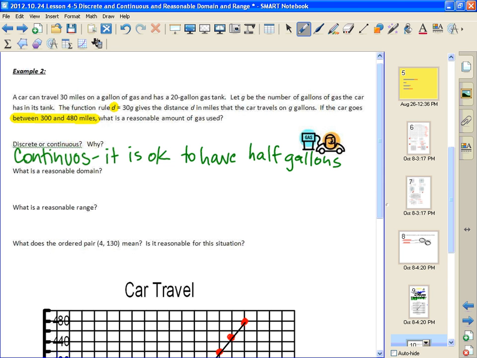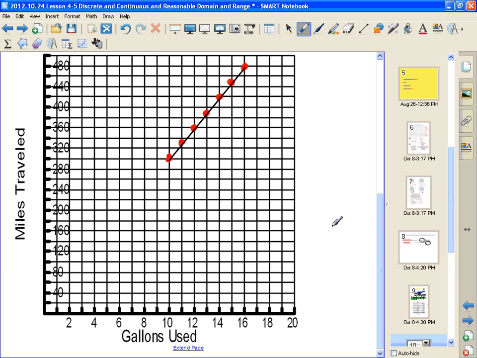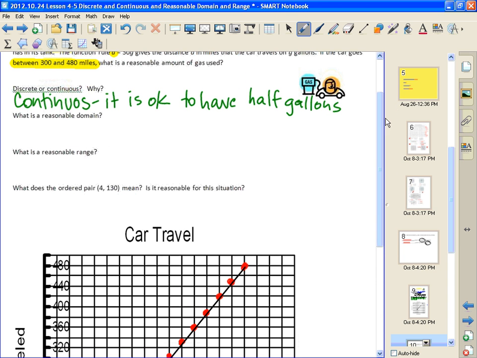Okay, so for our domain, remember domain is our x values. The smallest x value that we plotted was a 10. The largest x value that we plotted was 16. But because we do want to go ahead and include those decimals in between 10 and 16, we have to write it a little bit differently. We're not going to write it as a list. We're going to write it as a between statement. So we're going to say that our x values are between 10 and 16.